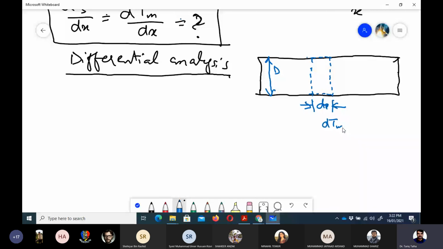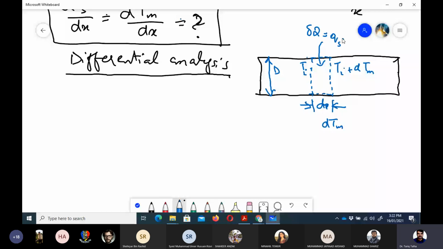So the temperature has risen by dTm. It means that if the temperature at the inlet is Ti, then at the outlet it would be Ti plus dTm, because it is gaining heat. And the heat which is coming in, delta Q, would be equal to Qs into dS.